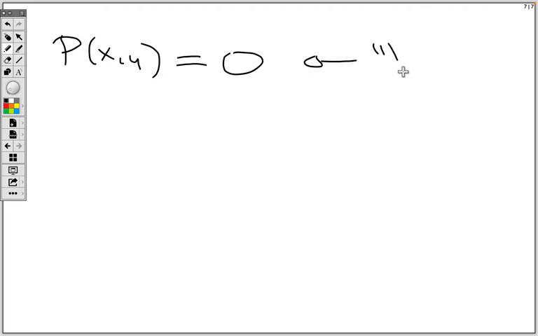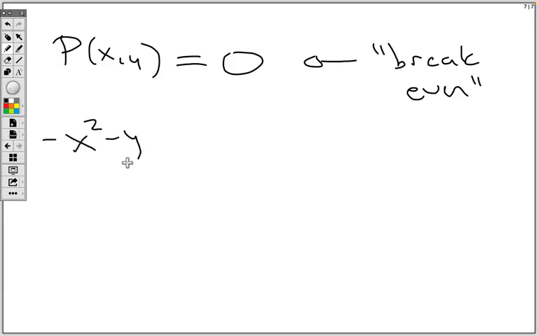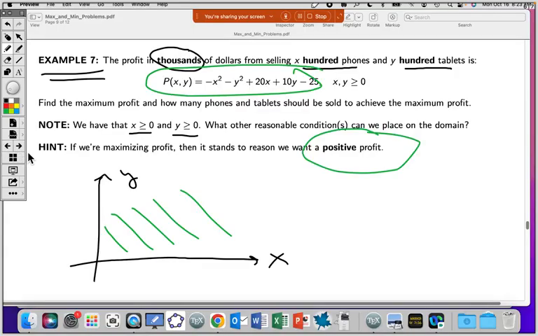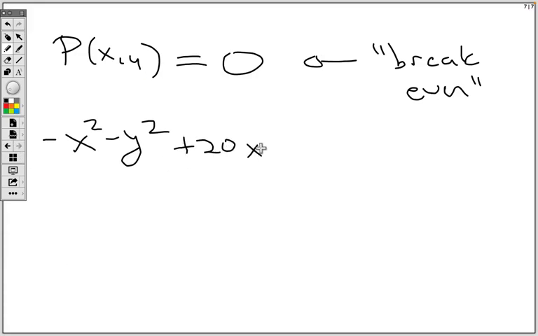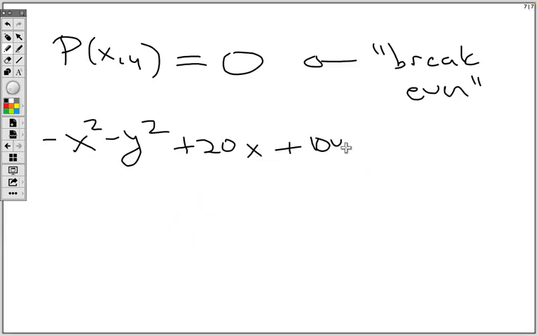And so we can look at where P of X,Y is actually equal to 0. This would be our break-even condition. So we can go in there and try to see where we break even, and then we can try to discern from that where we're going to be making money, where we're going to be making a profit, where we're not going to be making a profit.